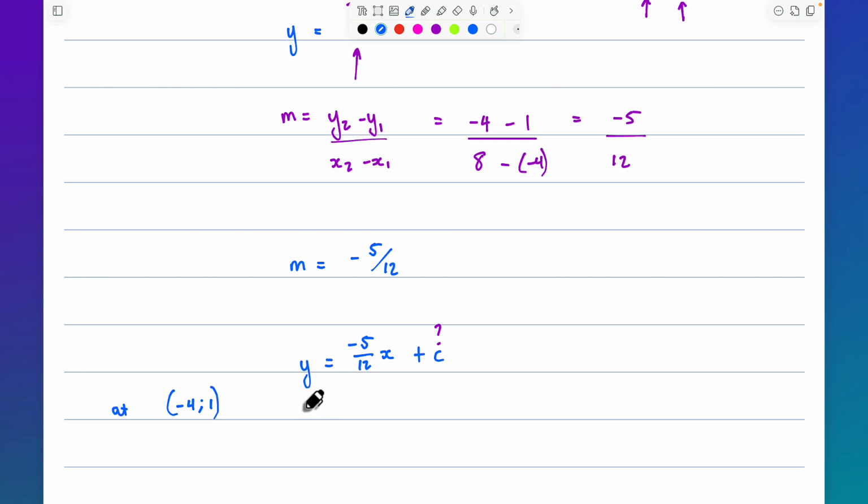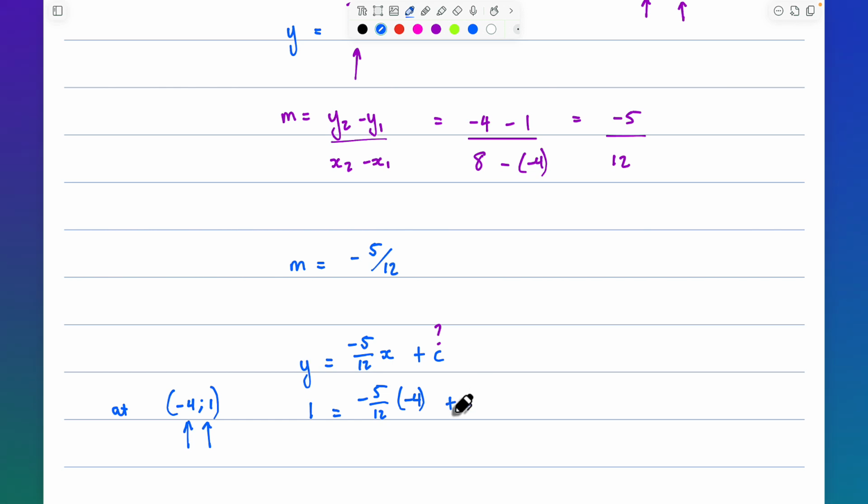This equation becomes y is equal to 1. That is equal to -5 over 12. And then you're going to replace your x value with the x value for that point. So you replace the y value with the y value of the point, and you also replace your x with the x value of the point. That's -4. And then plus c.